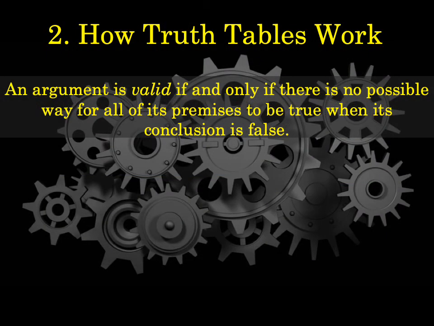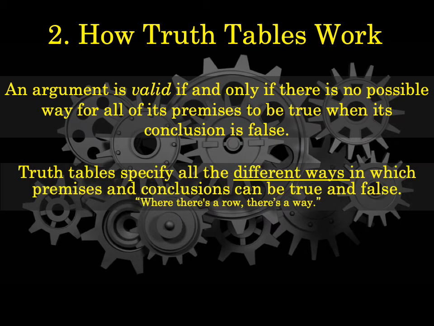So now let's talk about how truth tables work, and specifically how they work in the context of using them to evaluate the validity of an argument. Recall this very, very important concept of validity. An argument is valid if and only if there is no possible way for all of its premises to be true when its conclusion is false. Important. Remember, important.